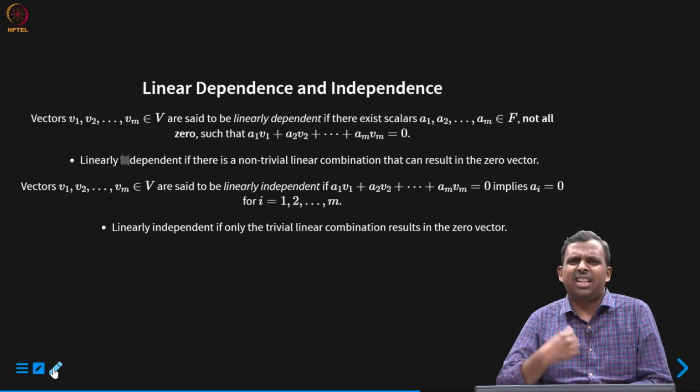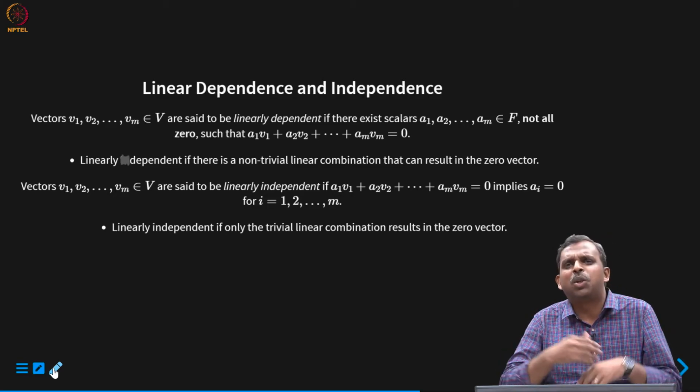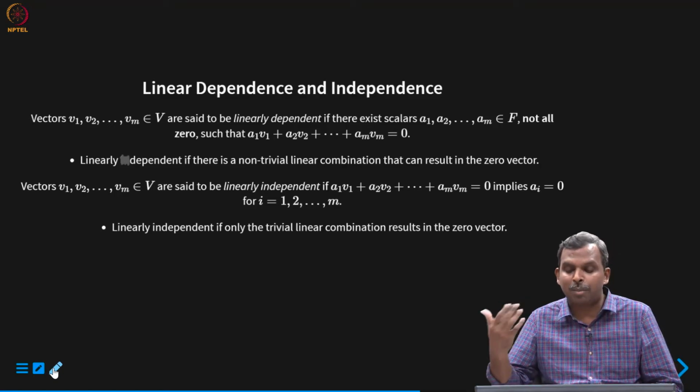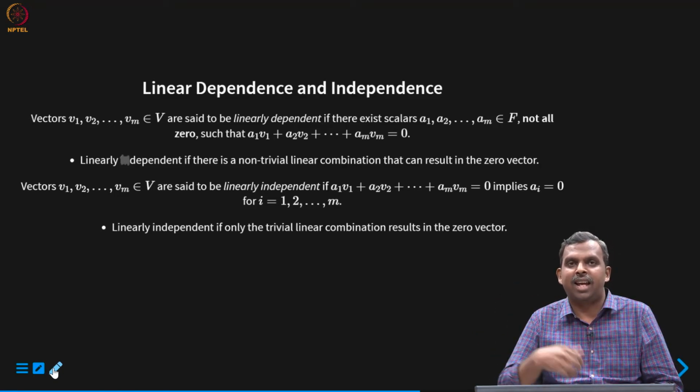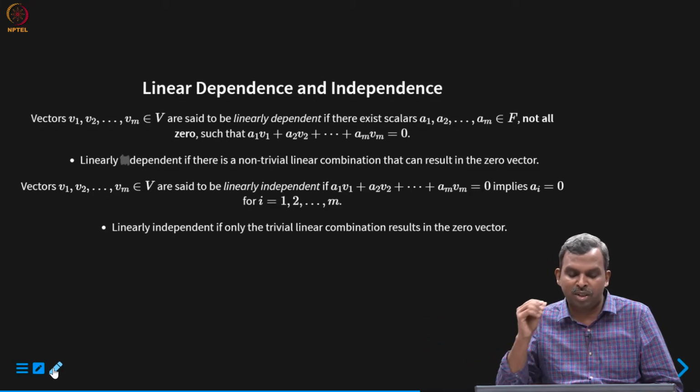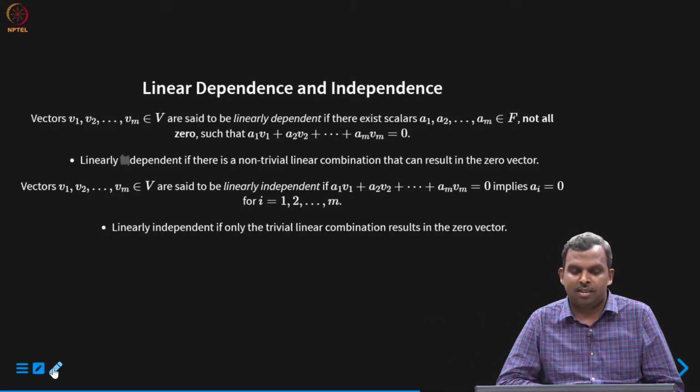The opposite is linearly independent. So what is the opposite? There should be no non-trivial linear combination. Another way to put it is, if somebody tells you there are scalars ai such that a1 v1 plus a2 v2 plus up to am vm is 0, then what should be true? All the ai should be 0. Only the trivial linear combination results in the 0 vector.